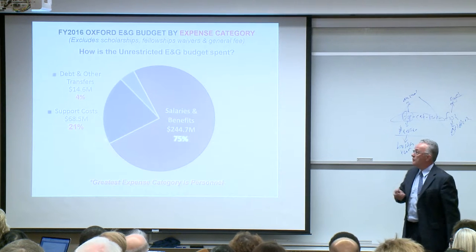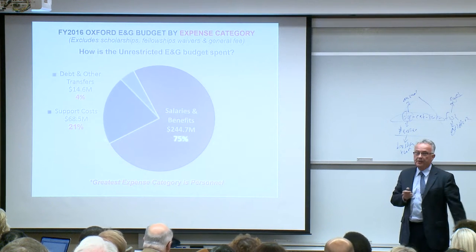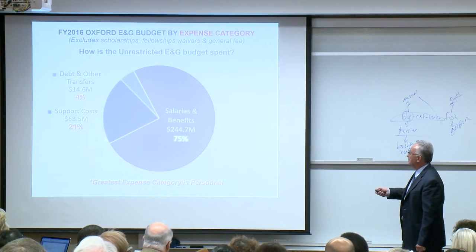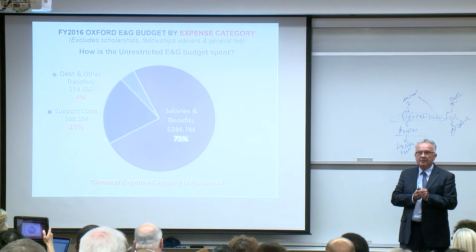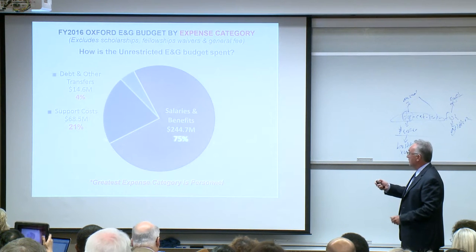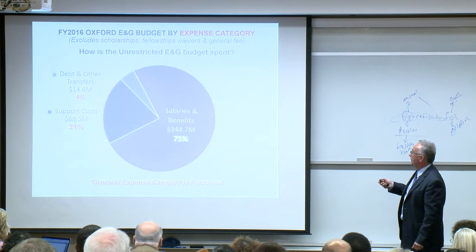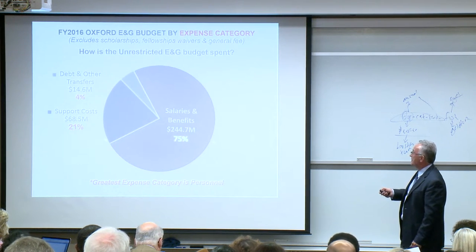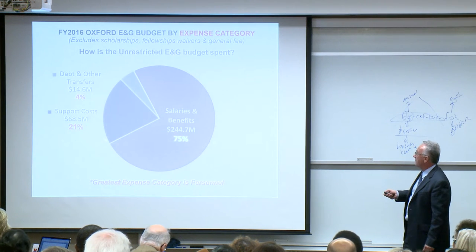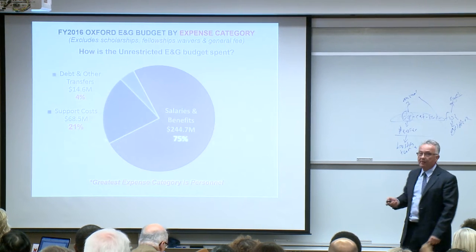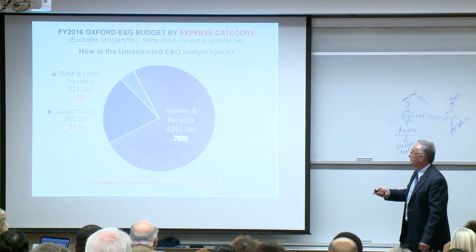Where does most of our funding go when it comes to the E&G part of the budget? Not surprisingly, when you think of our institutions, we are largely people and buildings. So we spend the majority of our funds on salaries and benefits. For every 1% growth in our salaries, it takes about $2.5 million.